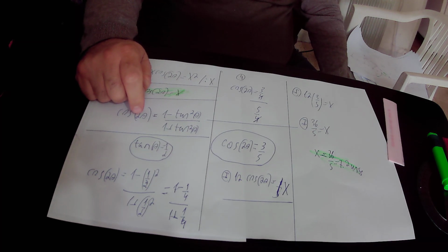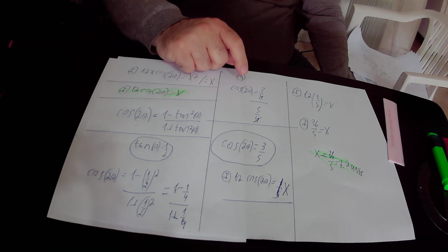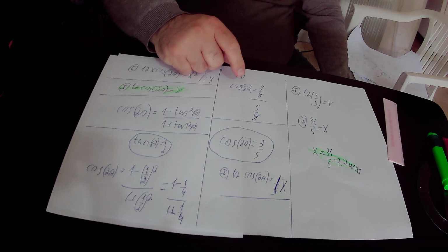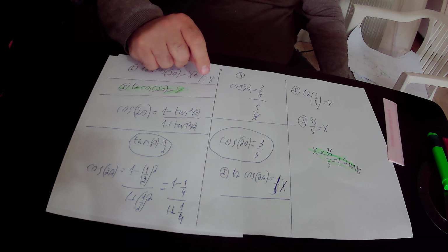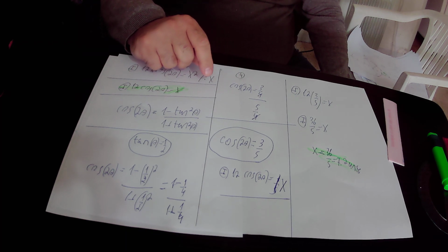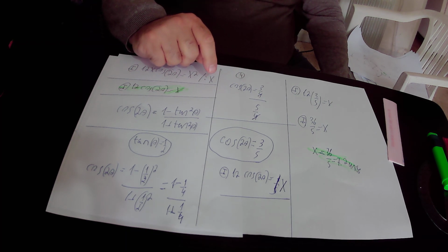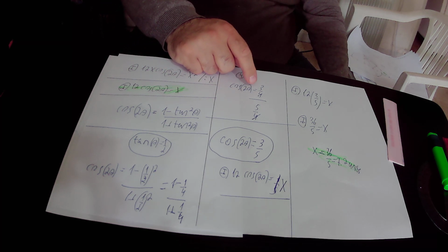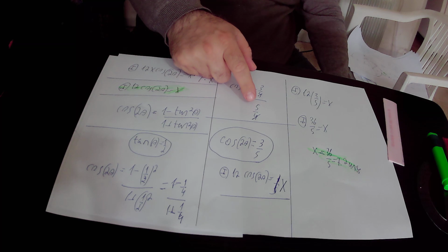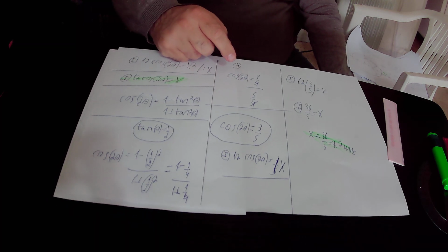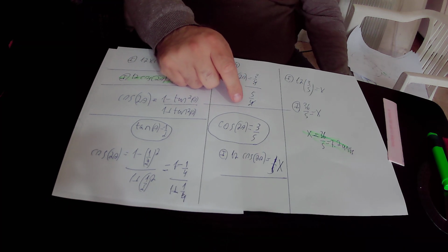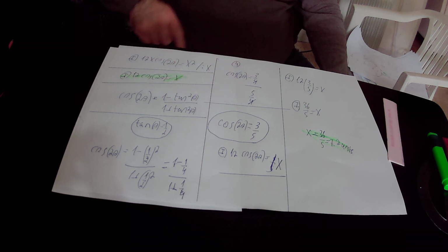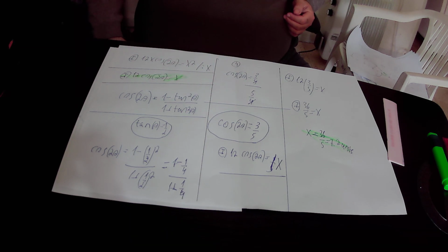1 minus 1 quarter is 3 quarters, and 1 plus 1 quarter is 5 quarters. So in conclusion, we got that cosine 2 theta equals 3 quarters over 5 quarters. Here we have 4 in the numerator and 4 in the denominator, so 4 will get cancelled, and we are left only with cosine 2 theta equal to 3 over 5. So I found out that cosine 2 theta equals 3 fifths.